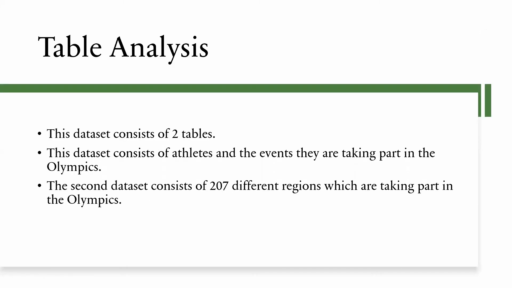Moving on to table analysis, this dataset consists of two tables. One consists of athletes and the events they are taking part in at the Olympics. The second consists of 200 different regions which are taking part in the Olympics. This was obtained by running the SQL queries.